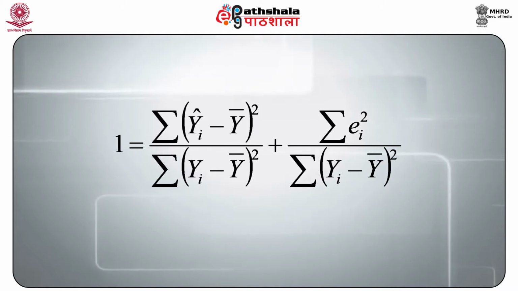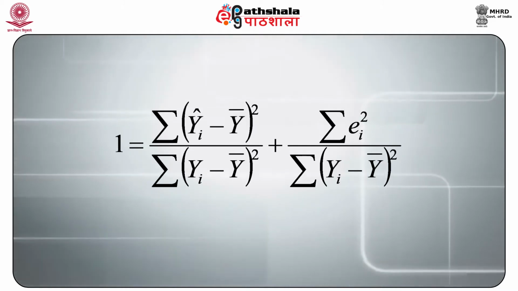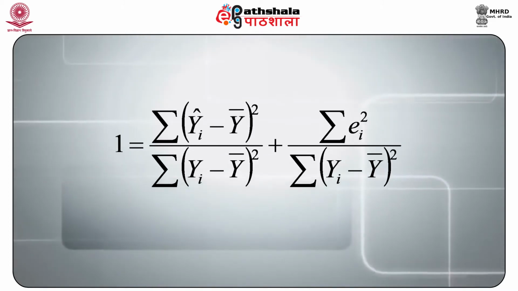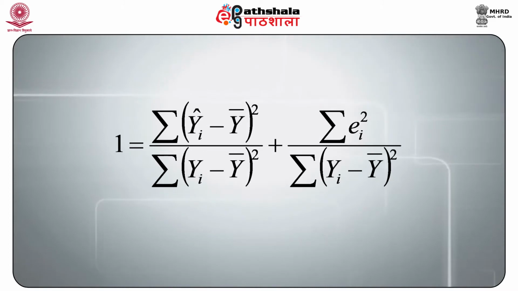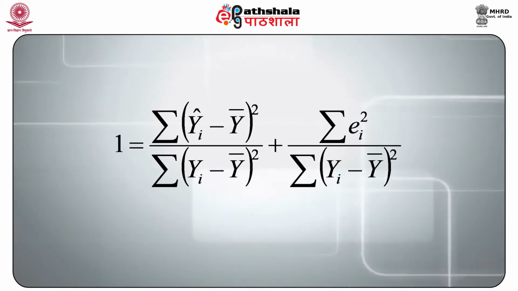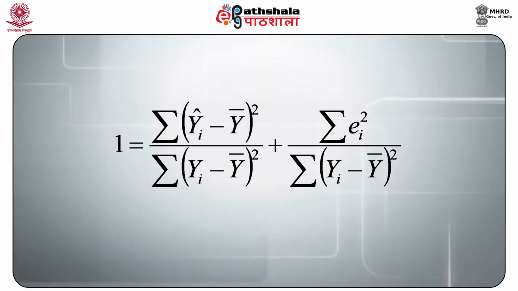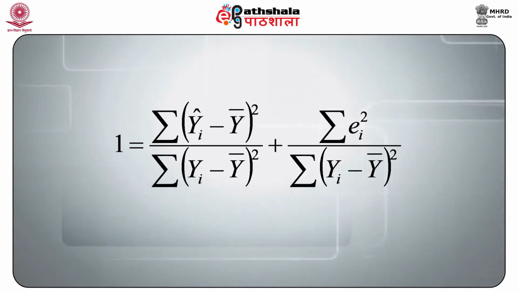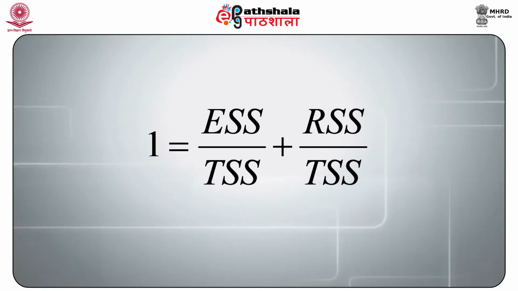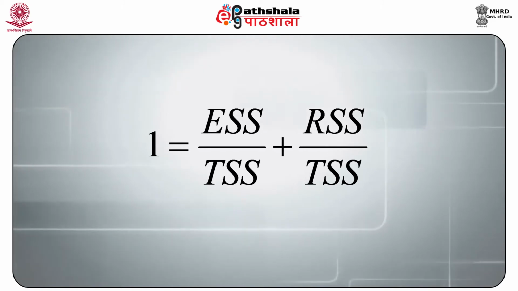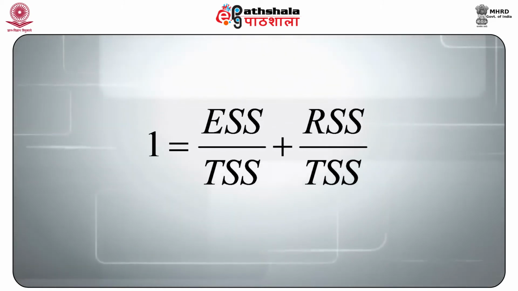Dividing both sides of our seventh equation by summation (yi minus y bar) square, what we obtain is that 1 is equal to summation (yi hat minus y bar) square upon summation (yi minus y bar) square plus summation ei square upon summation (yi minus y bar) square, which means we get 1 equal to the explained sum of the squares upon the total sum of the squares plus the residual sum of the squares upon the total sum of the squares. Now this is defined as equation 9.